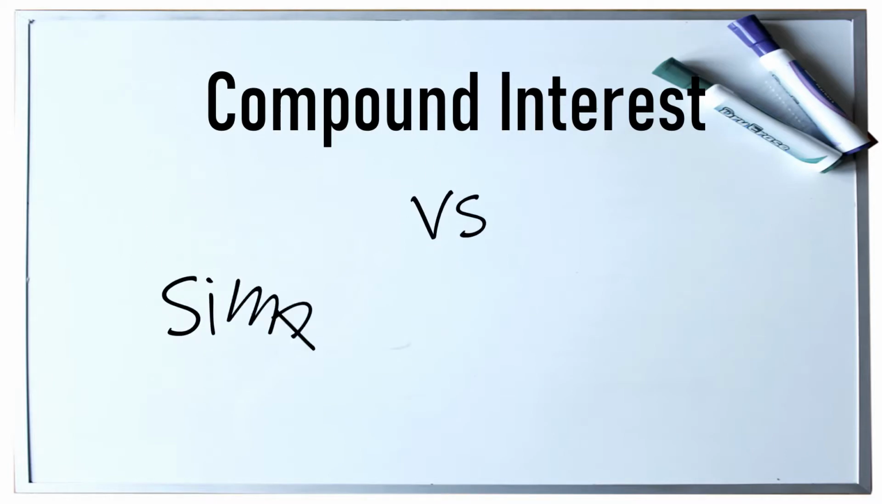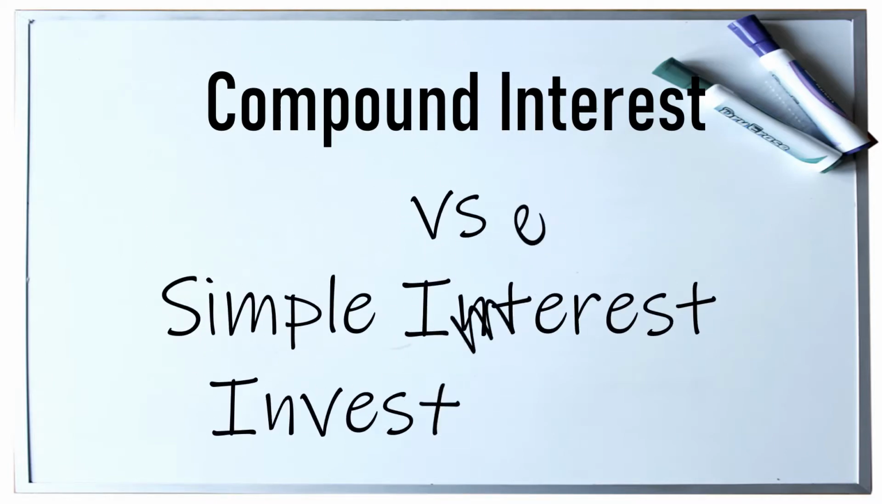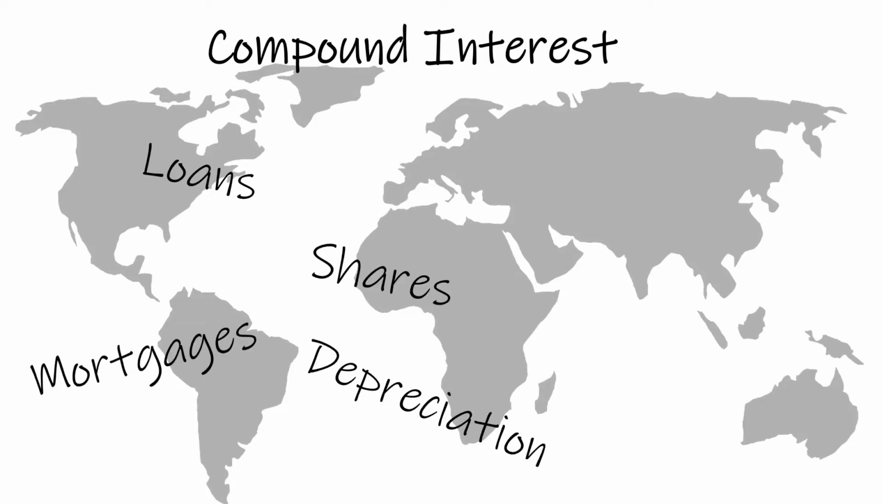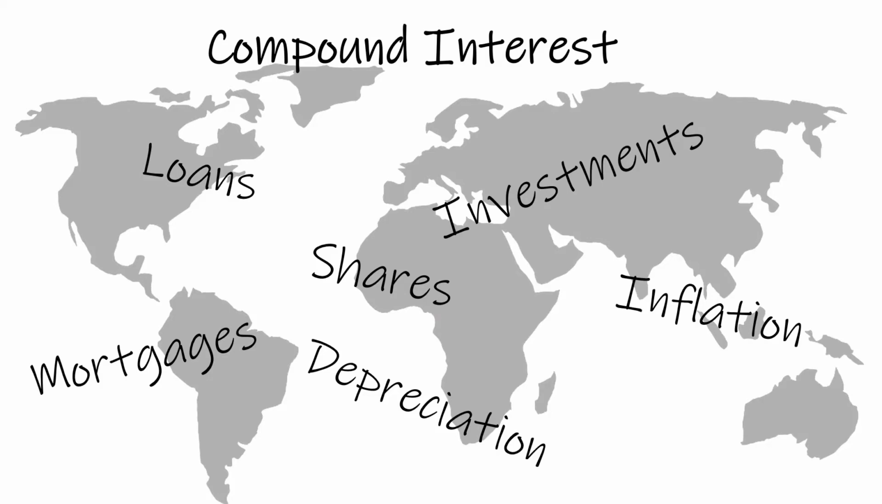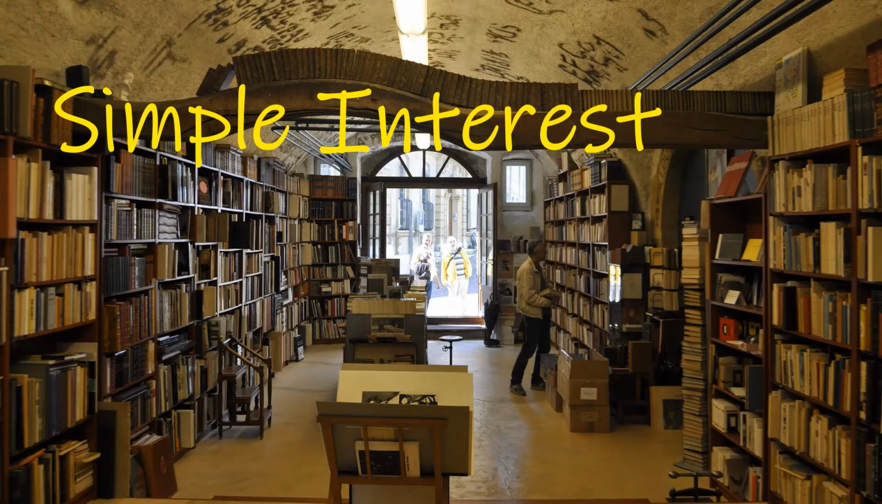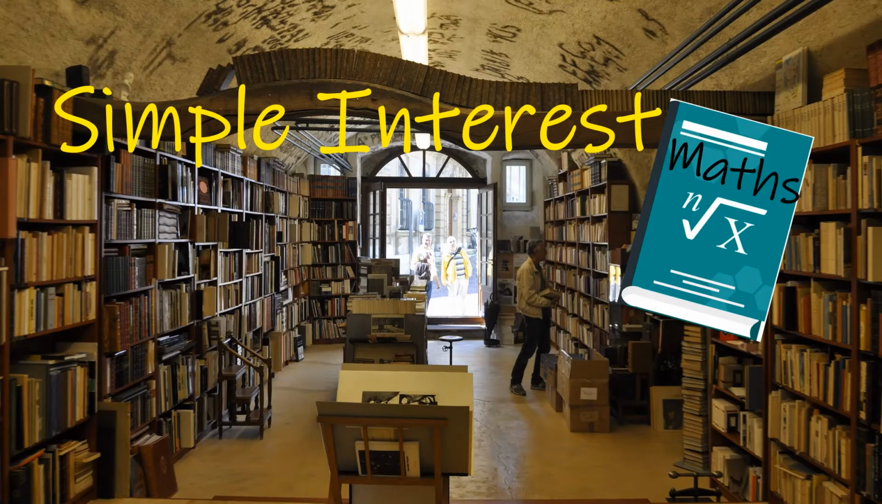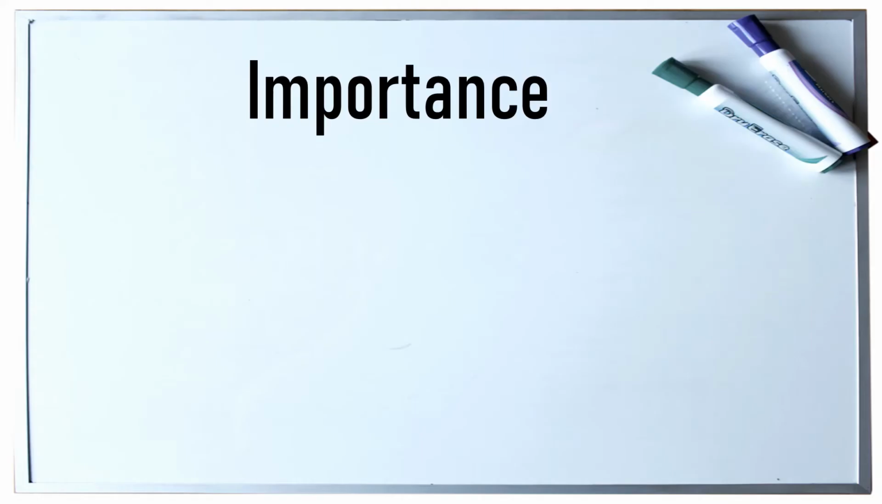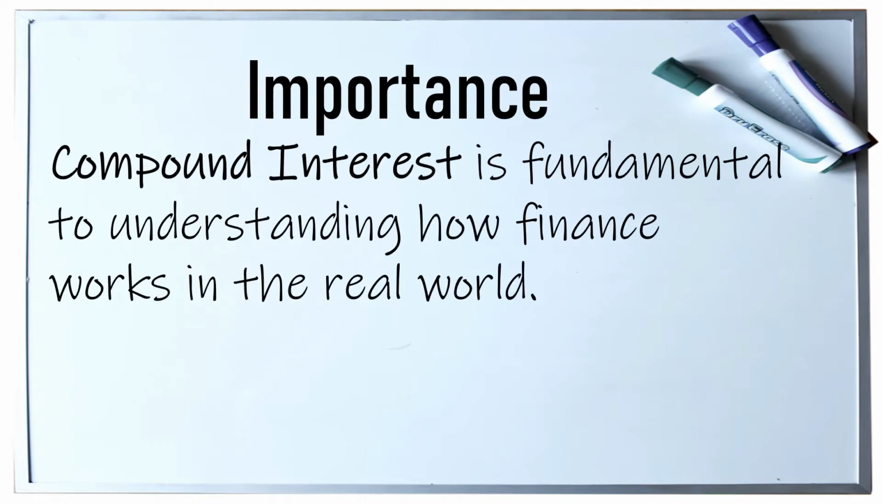Compound interest versus simple interest investments. Compound interest is found everywhere across the globe and is fundamental to our understanding of loans, shares, mortgages, depreciation, inflation, and investments. Basically, it underpins the world of finance. Whereas simple interest is found in such classic books as last year's maths textbook, this year's maths textbook, and next year's maths textbook. Compound interest is fundamental to understanding how finance works in the real world.